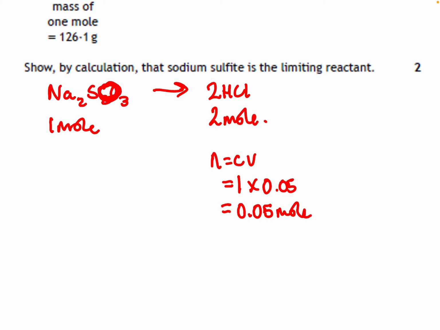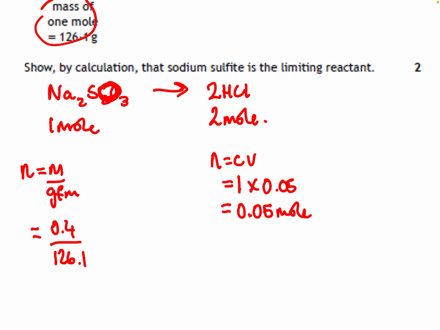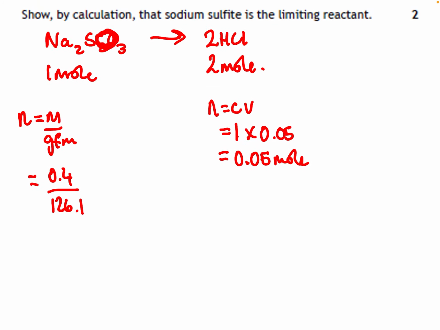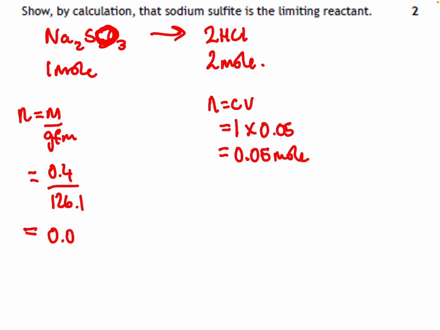Now I'm going to work out the number of moles of my sodium sulfite. And remember, that's SO3, not S2O3. It's mass over gram formula mass. It tells us we've got 0.4 grams, and the GFM is 126.1. That's given to you in the question, mass of 1 mole, GFM. That means our number of moles here is 0.003. Okay, so we've done the first step. We've found out the number of moles of each, the sodium sulfite and the hydrochloric acid.